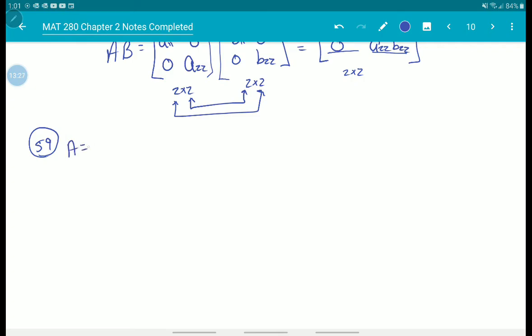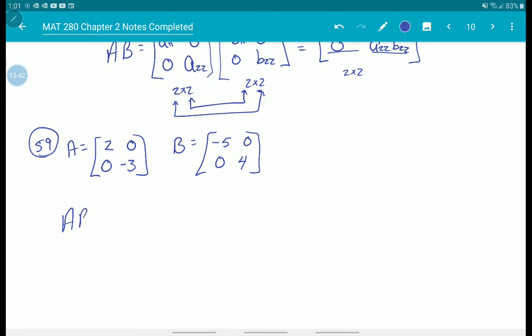In 59, they're giving us 2 diagonal matrices, and they're asking us to find that product. Well, we kind of proved informally above that that product would really just be those entries multiplied together. So let's use that result. 2 times negative 5 would be a negative 10. Negative 3 times 4 would be a negative 12. So there's our product, AB.